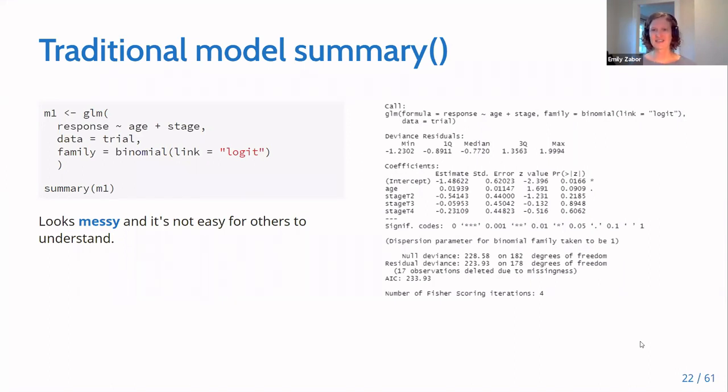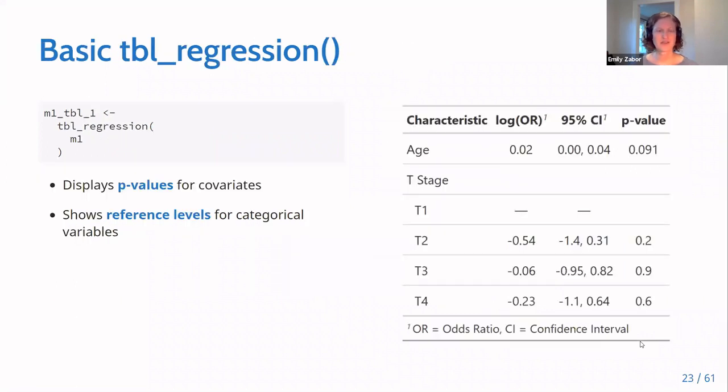It doesn't look great. It has a lot of extraneous information. It's very hard to see, and you wouldn't really want to share this with anyone else or print it into a report. So tbl_regression with no other arguments, just passing the model to it, goes a long way to getting us something that's what we want already.